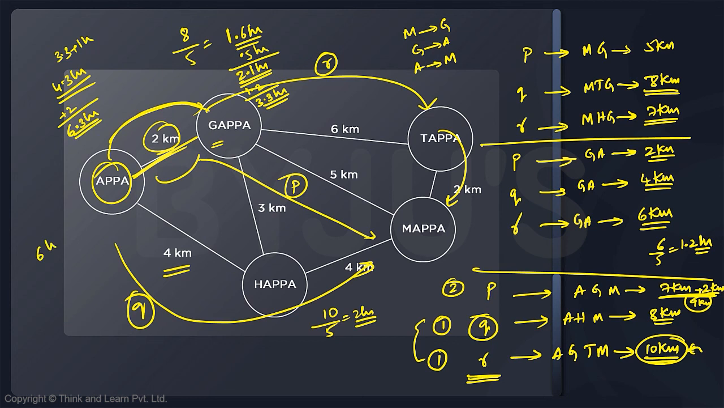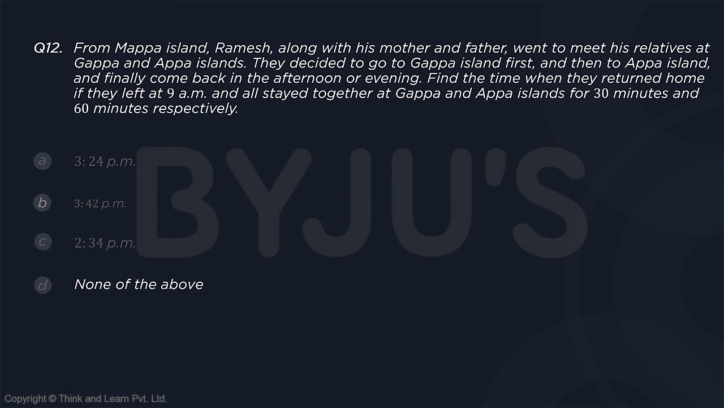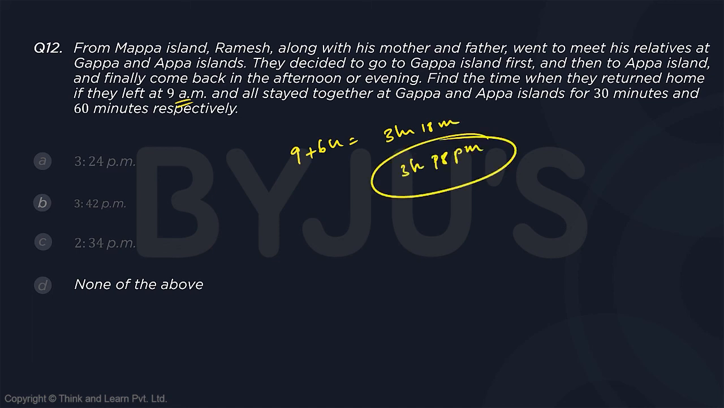6.3 hours is 6 hours and 18 minutes. So 6 hours, 18 minutes from the starting point. So where is that? The starting point is 9 a.m. 9 plus 6 hours, so that is 3 hours, 18 minutes, so 3:18 p.m. This is not there. Hence the answer is none of the above.